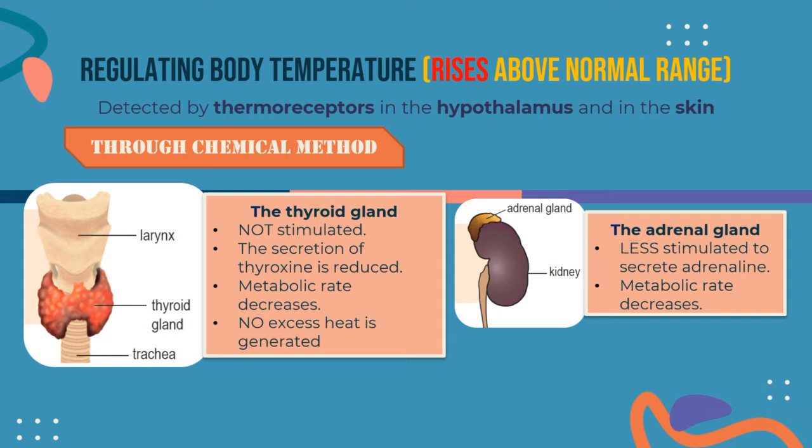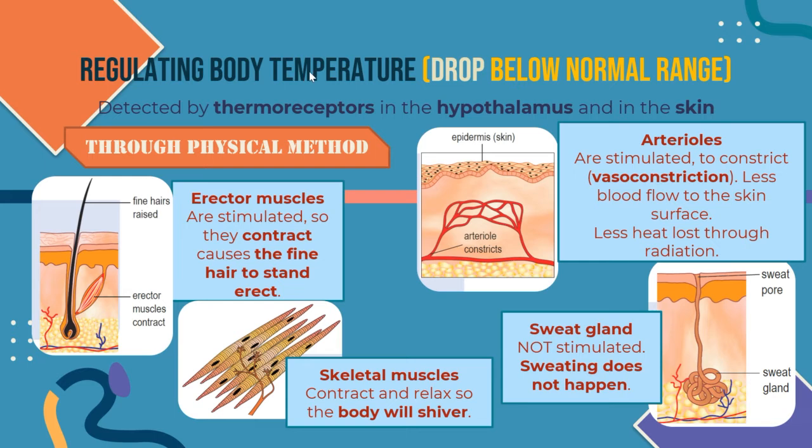All right. So that refers to the homeostasis concept, involving the regulation of body temperature. What happens if our body temperature drops below the normal range? Drop below means lower than 37 degrees Celsius.